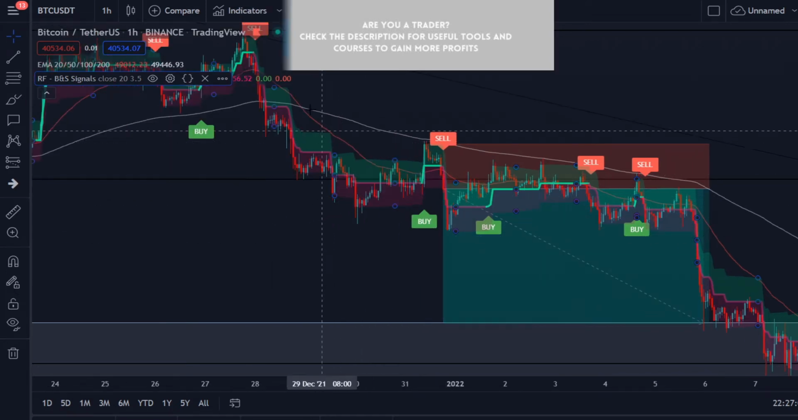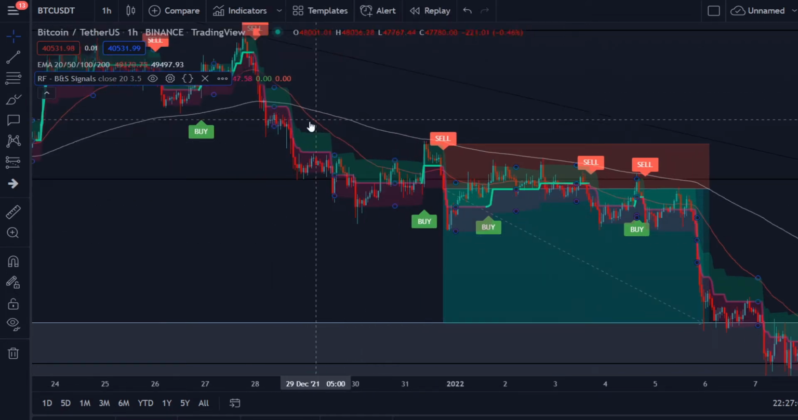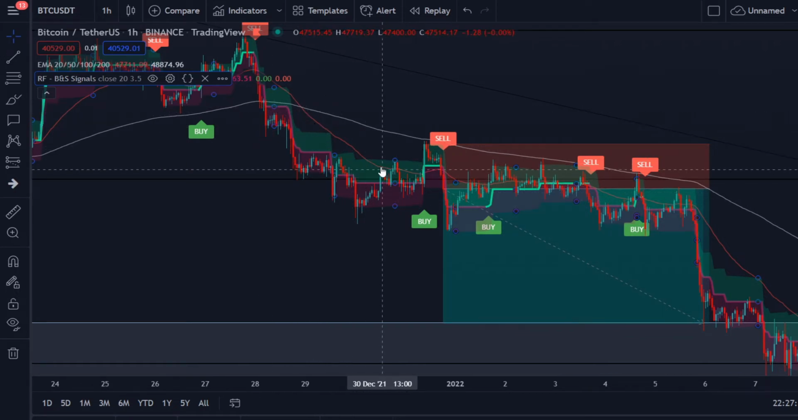So the strategy is as follows. When the 50 exponential moving average crosses the 200 exponential moving average, we're only looking for sell orders. When it crosses to the downside, as you can see, the 50 is below the 200, so we're only looking for sell opportunities. This cross is also called a death cross.